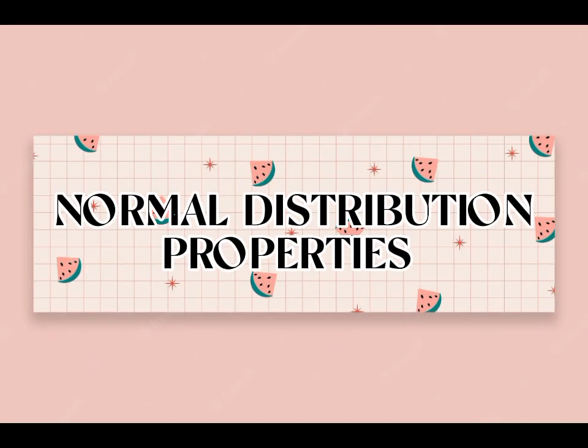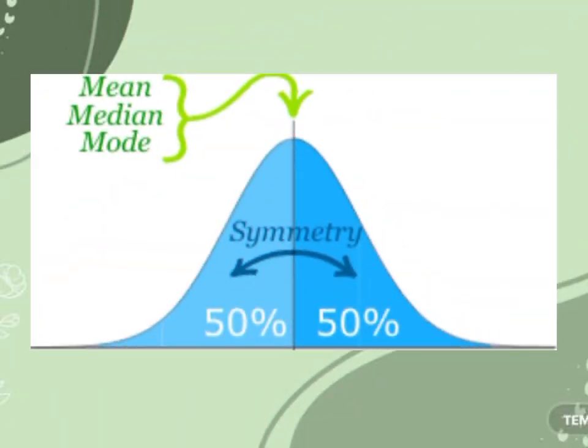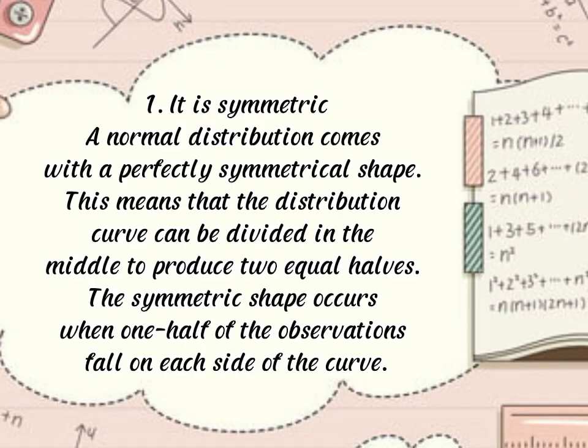Normal distribution properties. Number 1, symmetrical. The normal distribution comes with a perfectly symmetrical shape. This means the distribution curve can be divided in the middle to produce two equal halves. The symmetric shape occurs when one half of the observations fall on each side of the curve.